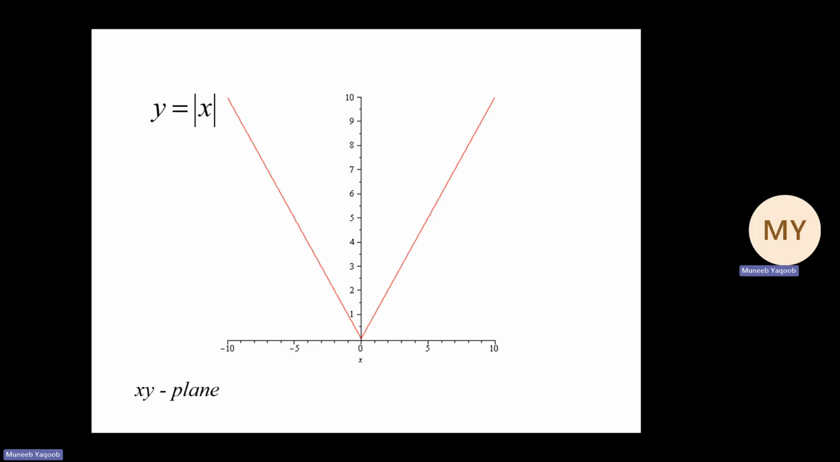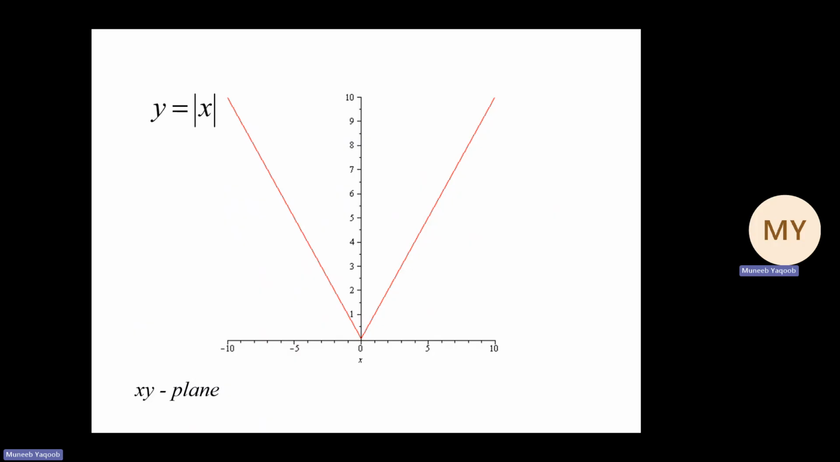Why did we do this reflection? Because the modulus function converts a negative y into a positive y. So suppose at x equals minus 2, y was minus 2. This modulus function converted it into plus 2. Similarly, at x equals minus 5, y was minus 5 when the equation was y equals x. But since now the function is y equals modulus of x, that minus 5 for y becomes positive 5.